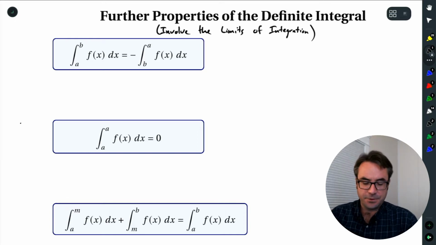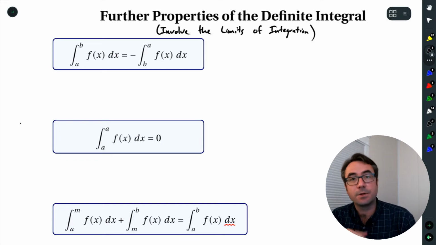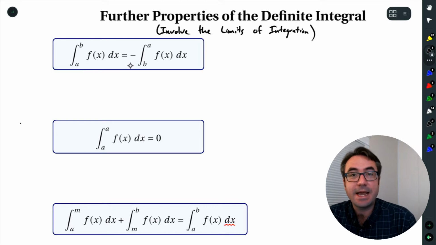All right, so what does the first property say? Well, if we're doing the definite integral of f of x from x equals a to x equals b, we can actually switch the limits of integration. So we can look at the definite integral of f of x from x equals b to x equals a. It's kind of like going backwards almost. And we can do that. We can switch the limits of integration. We just have to adjust for it by putting a negative in front.